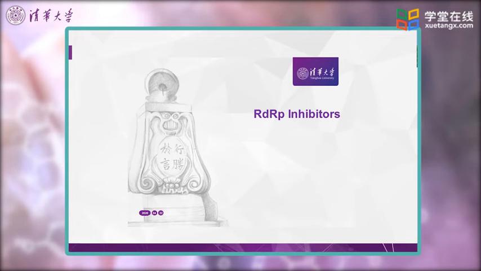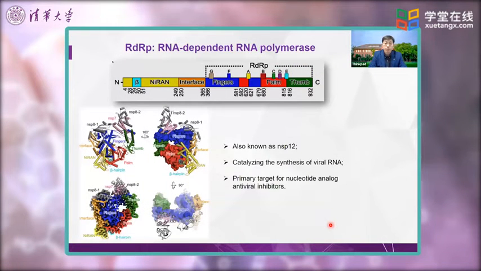The first part will be focused on RdRp inhibitors. RdRp represents RNA-dependent RNA polymerase. Here we can see the sequence of the RNA polymerase and the protein structure. RdRp is also known as NSP12. It can catalyze the synthesis of viral RNA. It has been viewed as the primary target for developing antivirals. Normally, those drugs are nucleotide analogs.